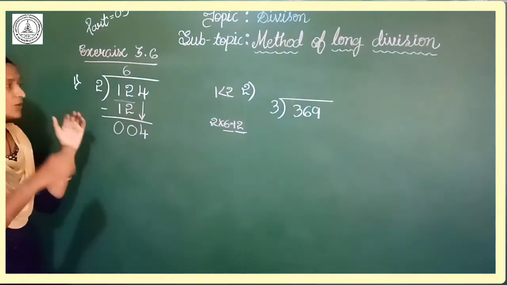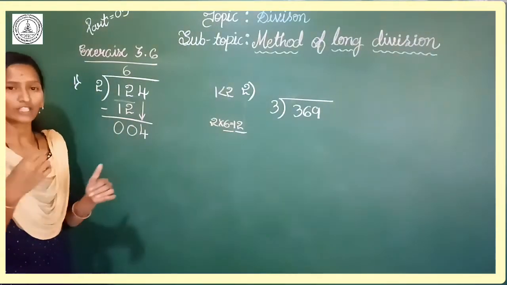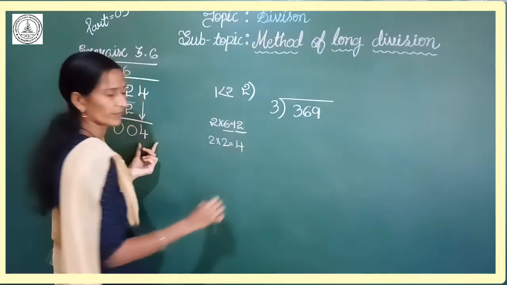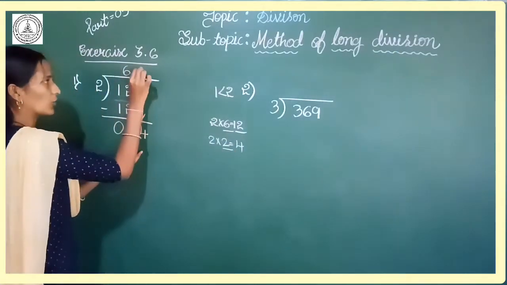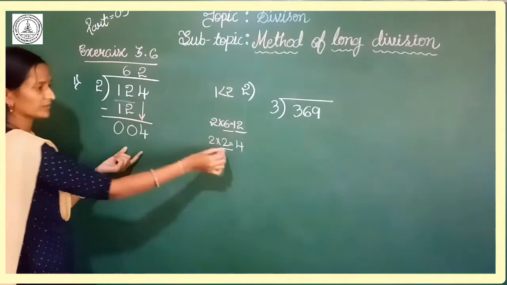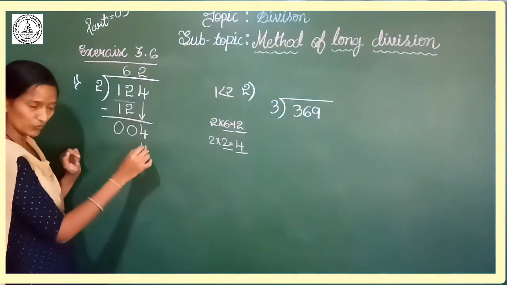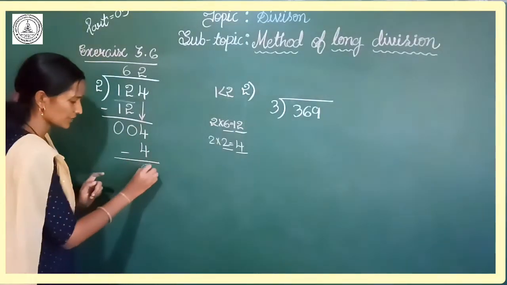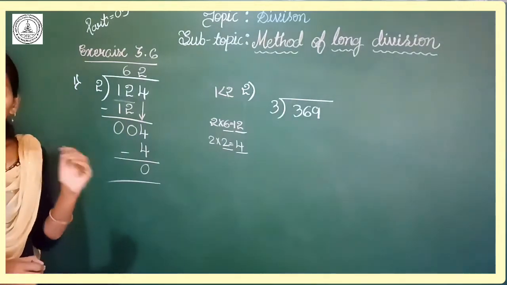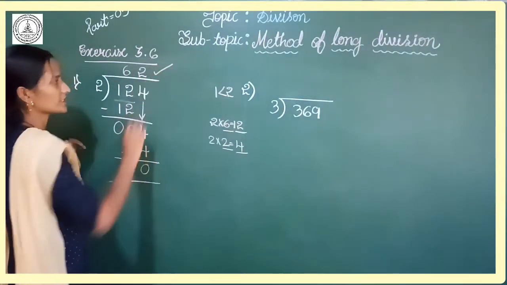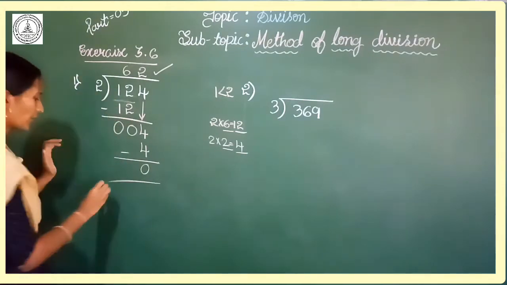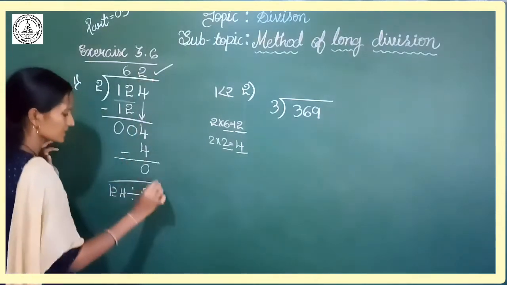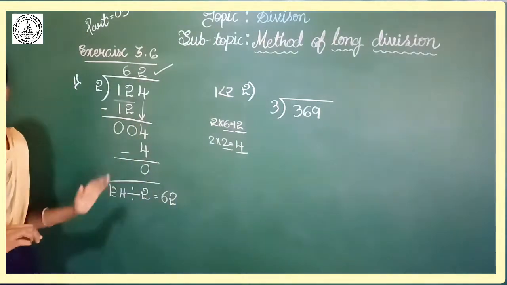Right? So next, once again in the table of 2, 2 2's are equal to 4. See here, 2 2's are 4. So I am writing this 2 above this 4, and I am writing this 4 below the number 4. So now you have to subtract these two numbers. 4 minus 4 is 0. So which is our quotient? Here 62 is our quotient. So after that write down 124 divided by 2 is equal to 62. This is our first problem.